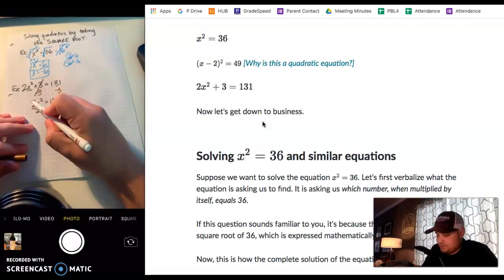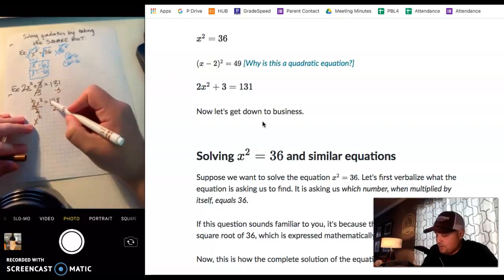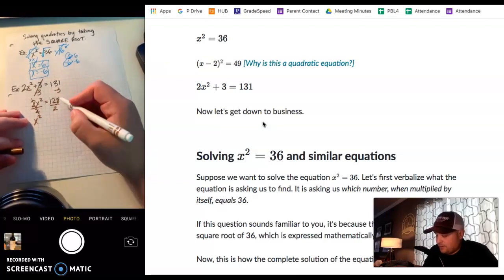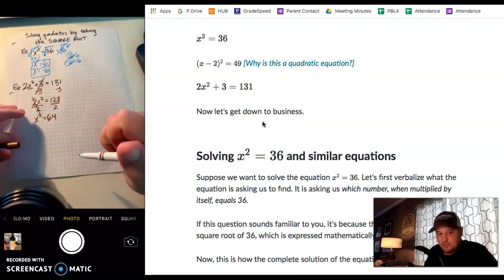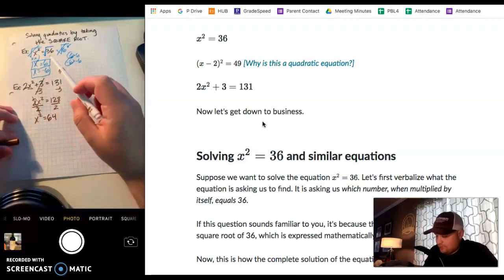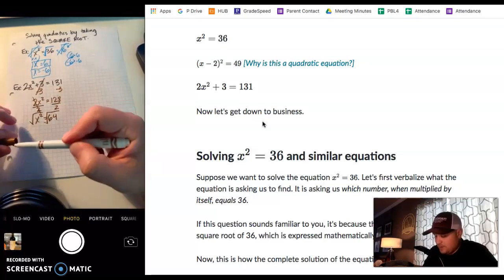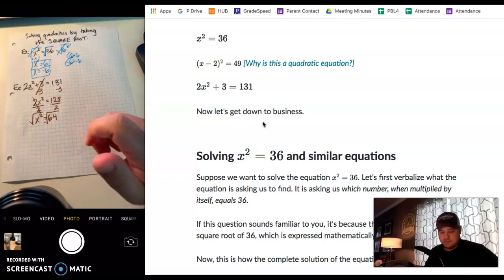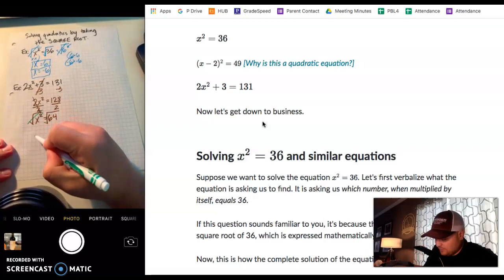All right, the 2 divided by 2 goes away, so I'm left with x squared, which is what I wanted. 128 divided by 2 is 64. So now I'm left with x squared equals 64. Just like above, I can take the square root from both sides. Taking the square root from both sides, the square and the square root cancel out, and so I'm left with x.